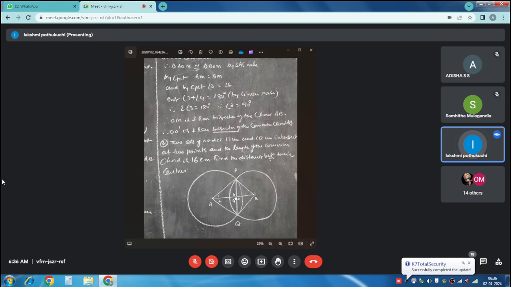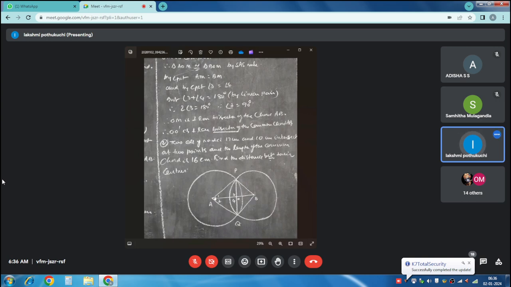By CPCT, angle 3 is equal to angle 4, and by CPCT, PO is equal to QO. But angle 3 plus angle 4 is 180 by linear pair. Therefore, 2 times angle 3 is equal to 180 and angle 3 is equal to 90. Therefore, AO is the perpendicular bisector of PQ, which implies AB is the perpendicular bisector of PQ.